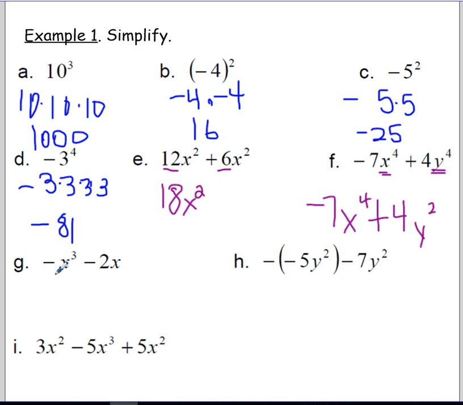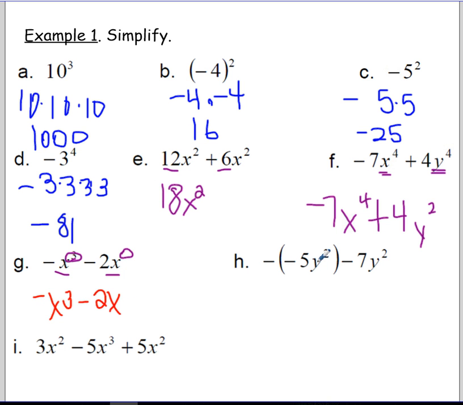Same thing with g. Notice that this time the x's are the same, but one has an exponent of 3, one has an invisible exponent of 1, so we can't combine them. So again, let's just rewrite what we see. Negative x cubed minus 2x.